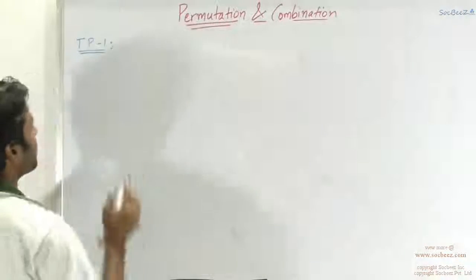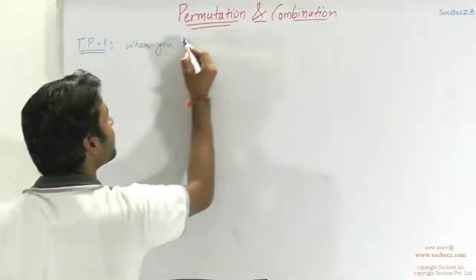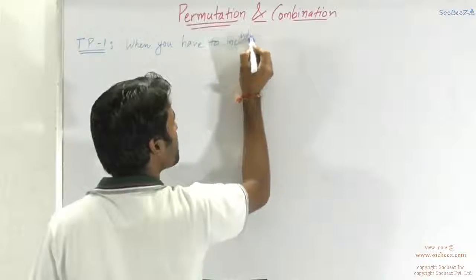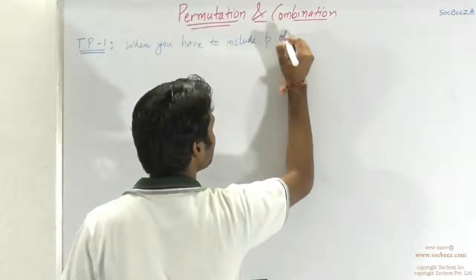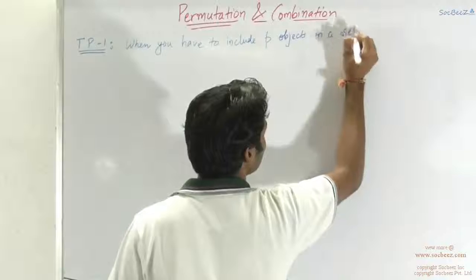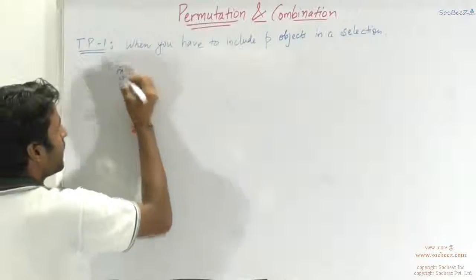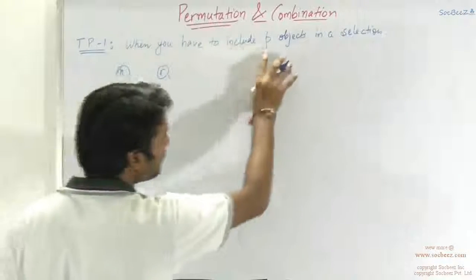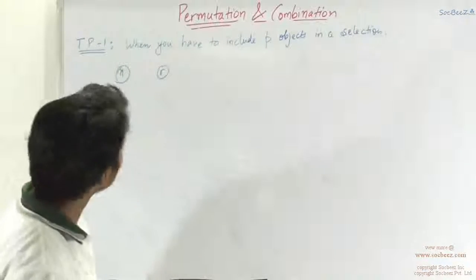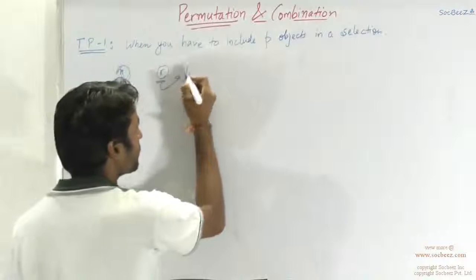That is, it contains the problem type when you have to include P objects in a selection. That is, you are given a set of n elements, you have to choose r elements, but you have to choose these p elements for sure. Okay? So, what is the basic scenario in this question? That is, you have to choose r elements, but in them p are fixed.